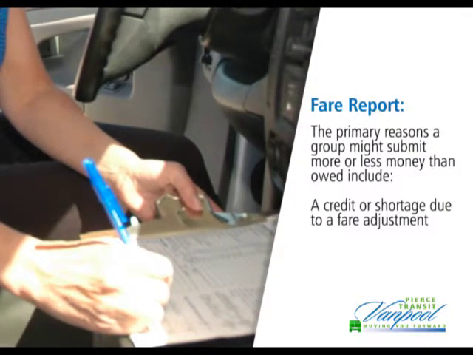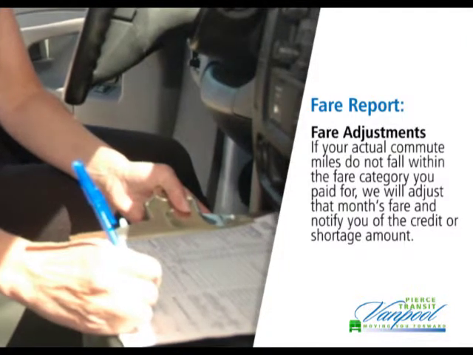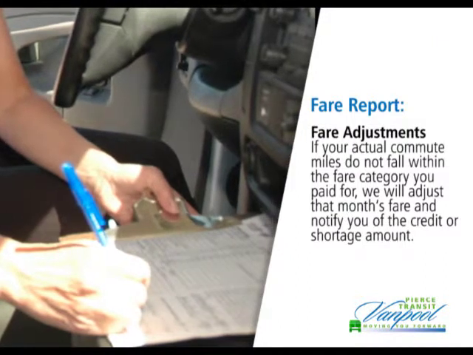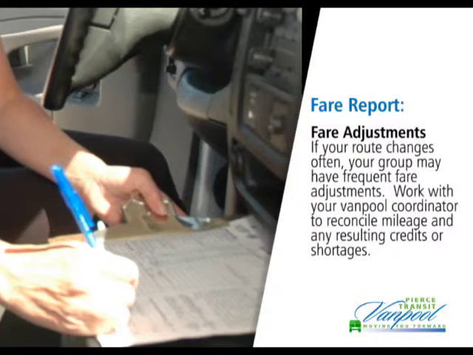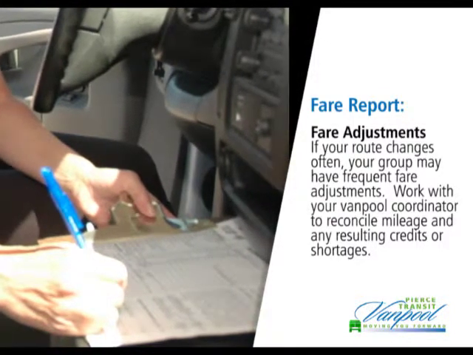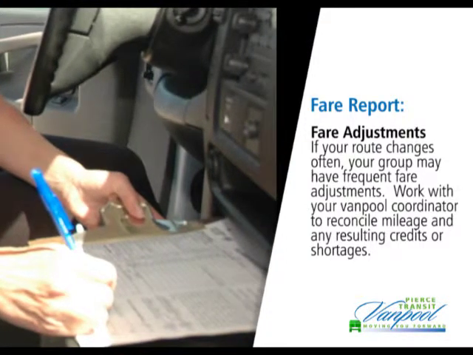Fare adjustments. If your actual commute miles do not fall within the fare category you paid for, we will adjust that month's fare and notify you of the credit or shortage amount. If your route changes often, your group may have frequent fare adjustments. Work with your Vanpool coordinator to reconcile mileage and any resulting credits or shortages.